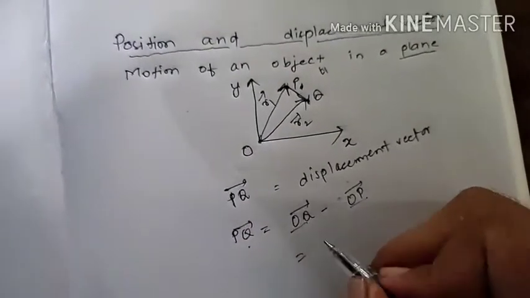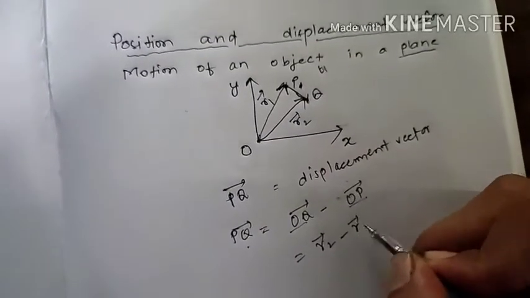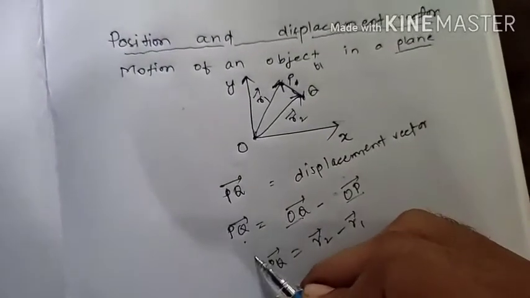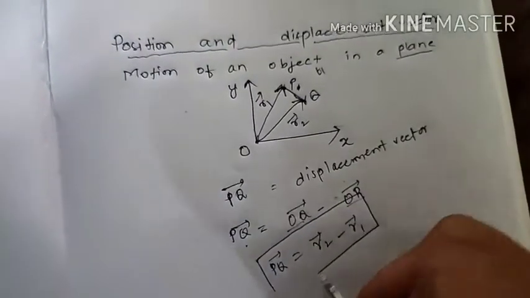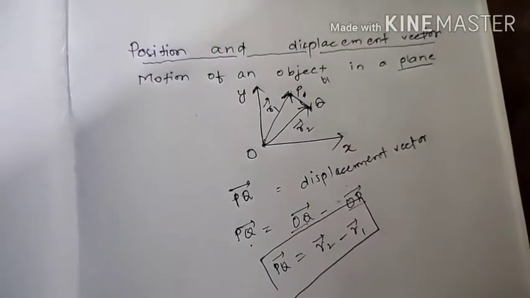So OQ is how much? OQ is r2 and OP is r1. So displacement vector PQ is this value. Okay, so this is it from the position and displacement vector. I hope you got it.